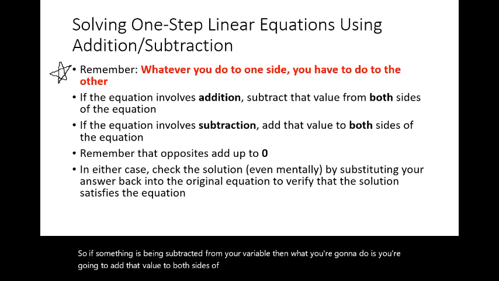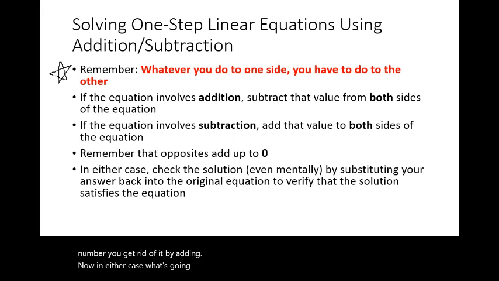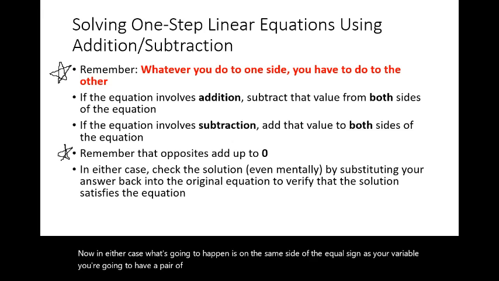Remember, positives and negatives are opposites. So if there's a positive number, you get rid of it by subtracting. If there's a negative number, you get rid of it by adding. Now, in either case, on the same side of the equal sign as your variable, you're going to have a pair of opposites. Opposites are always going to add up to 0.